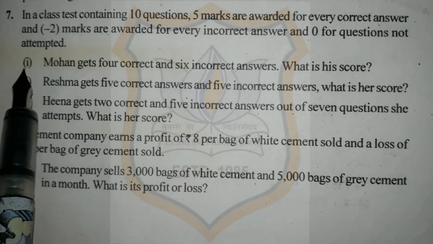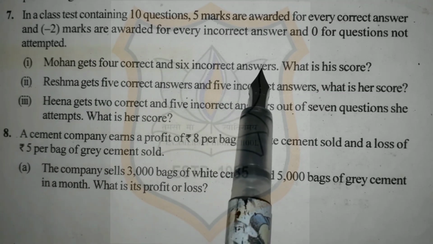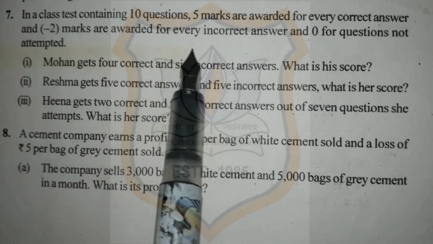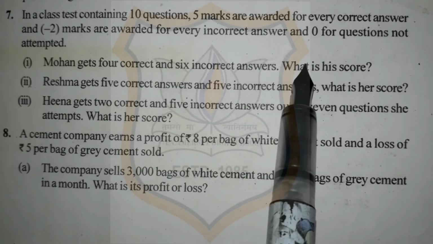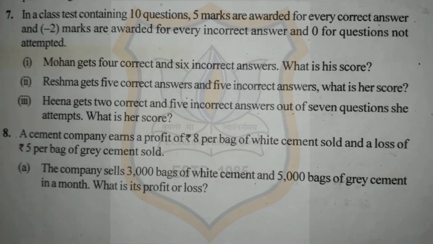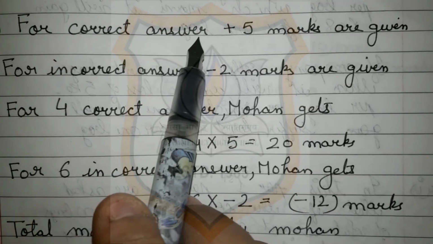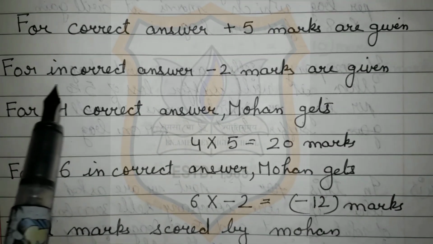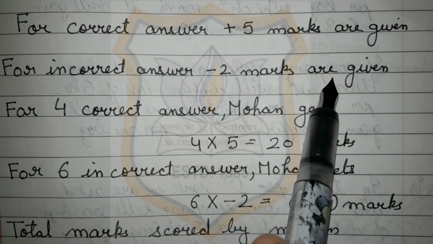First part of question number 7 is: Mohan gets 4 correct and 6 incorrect answers. What is his score? You have to calculate Mohan's total score. So, for correct answer, plus 5 marks are given. That is already there in the question. And for incorrect answer, minus 2 marks are given. That is also there in the question.